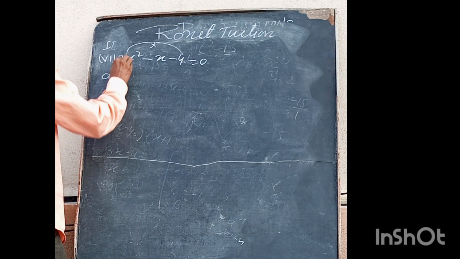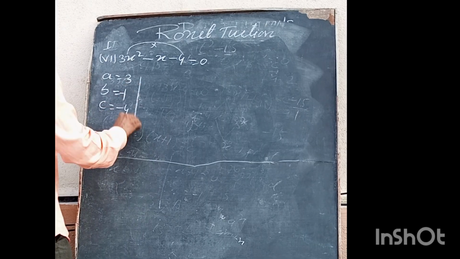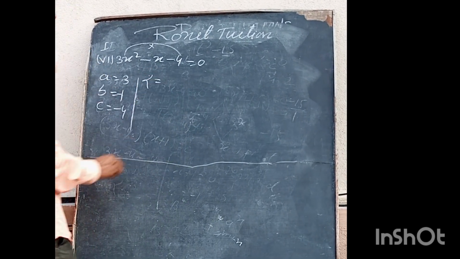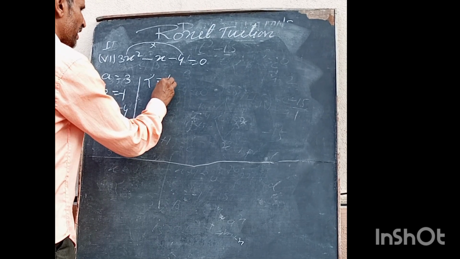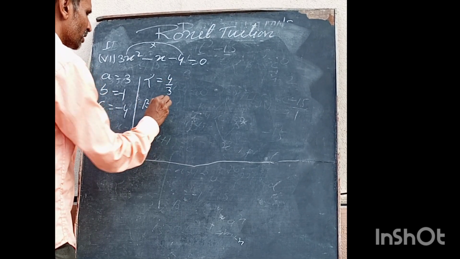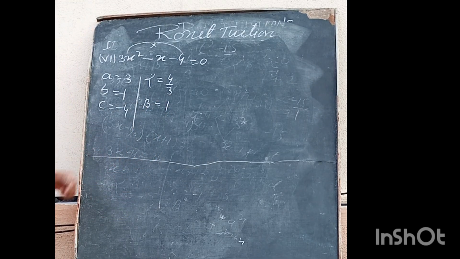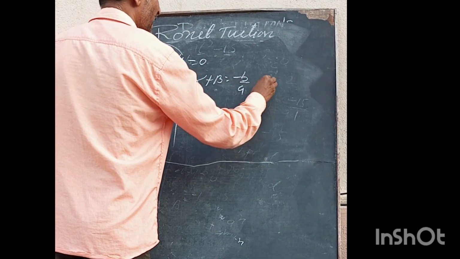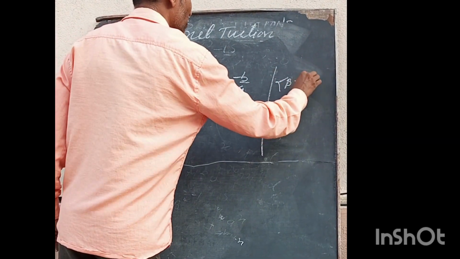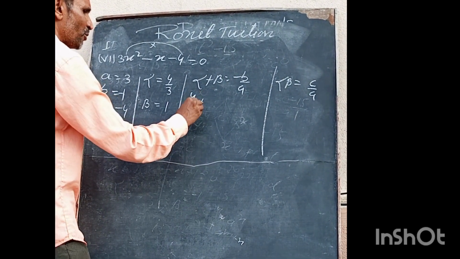Here a is equal to 3, b is equal to minus 1, c is equal to minus 4, and alpha is 4 by 3. Beta we got minus 1. Now we are finding the relationship. Alpha plus beta is equal to minus b by a, and alpha beta is equal to c by a. Alpha how much we got? 4 by 3, plus beta how much we got? Minus 1.